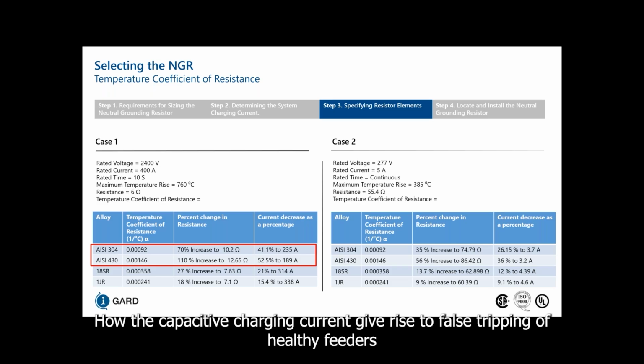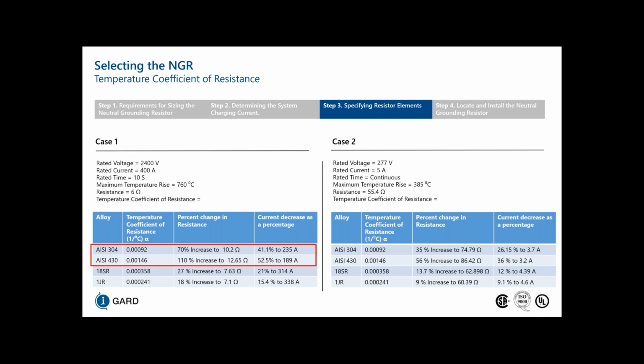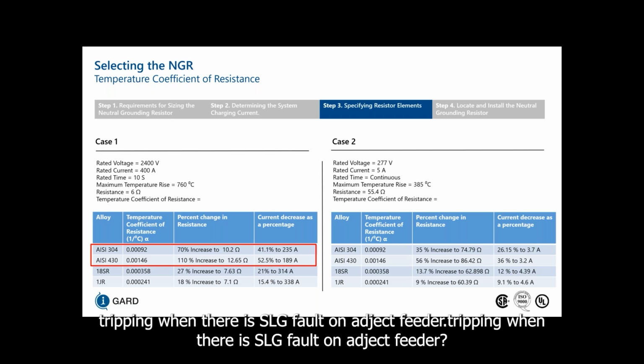How does the capacitive charging current give rise to false tripping of healthy feeders, tripping when there is a single line to ground fault on each feeder?